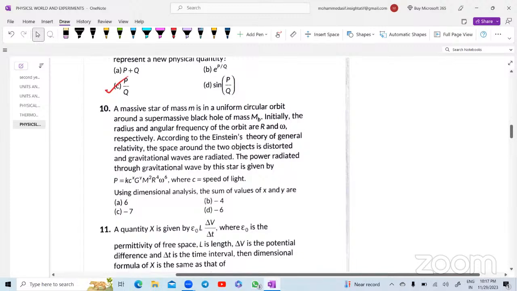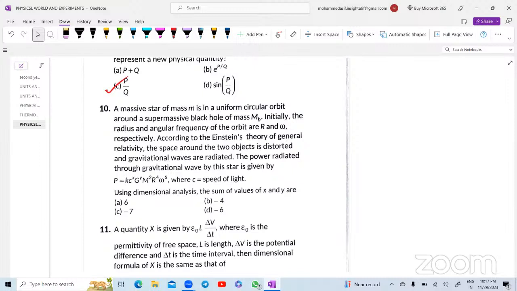10th one देख लीजिए बेटा। A massive star of mass m is in the uniform circular orbit around a supermassive black hole of mass mb. Initially, the radius and angular frequency of the orbits are R and omega respectively. According to the Einstein's theory of general relativity, the space around the two objects is distorted and gravitational waves are radiated. The power radiated through gravitational waves by this star is given by P is equal to K, C power x, G power y, M power 2, R power 4, omega power 6. Where c is the speed of light. Using the dimensional analysis, the sum of the values of x and y will be equal to how much?